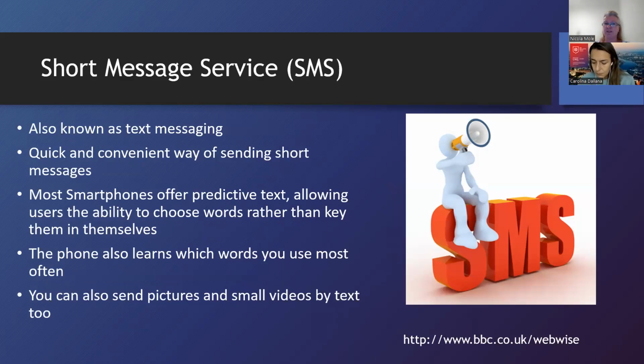Your phones offer predictive text. It makes it easier for you to type, all right? You can choose words, you don't have to type them. And your phones are smart enough to work out what words you type a lot, all right? Send pictures, small videos. You can communicate 24/7. In the past, we weren't able to do that unless we physically visited someone or just made a phone call from the home phone.